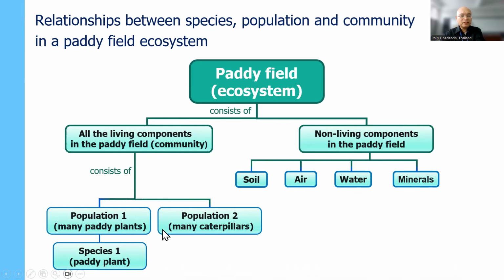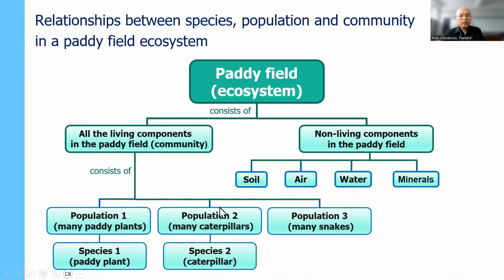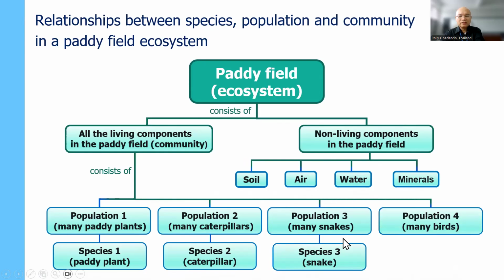And on the right side, we have population two, for example, many caterpillars. And we have species two under it, the caterpillar. And we have population three. Examples are many snakes. And we have species three, the snake. And we have population four. Example, many birds, which consist of species four, the bird.